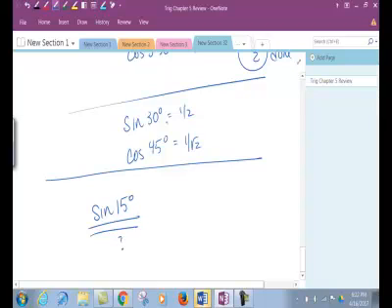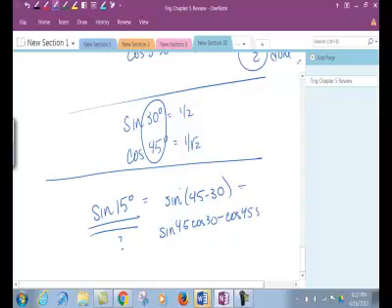But if you can write 15 as the sum or difference of angles you know exact values of, so do you agree 15 is the same as 45 minus 30, right? Then you can go ahead and find this using a sine difference formula. So we're going to say sine 45 cosine 30 minus cosine 45 sine 30. So here we go. Sine of 45 is 1 over √2. Cosine of 30 is √3 over 2 minus 1 over √2 times 1/2.